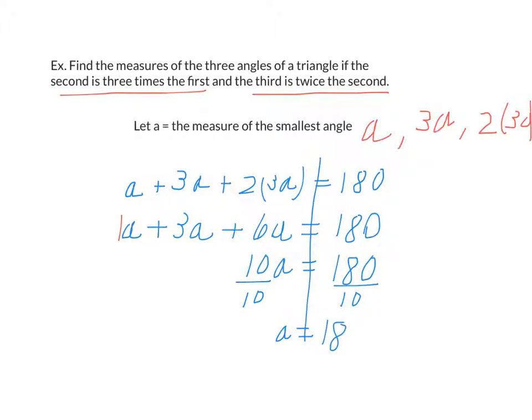Now, this isn't the answer to the question. This is just the first angle. So I'm supposed to find all 3 of them. Well, A is 18. The second angle is 3 times 18, or 54. And the third angle should be twice 54, or 108. So there are the three answers to this angles. Just to make sure, if you had any doubt in your mind if you were correct or not, you could always take these 3, add them up, and make sure you get 180. That would be just a second way to figure out if you were correct.